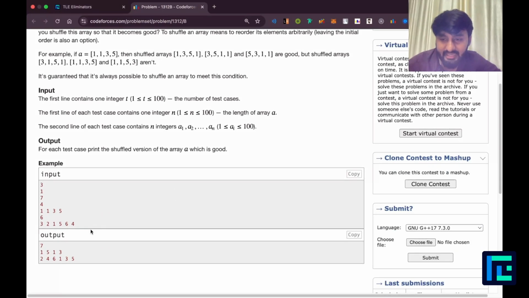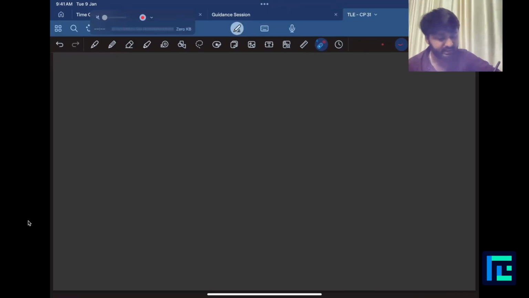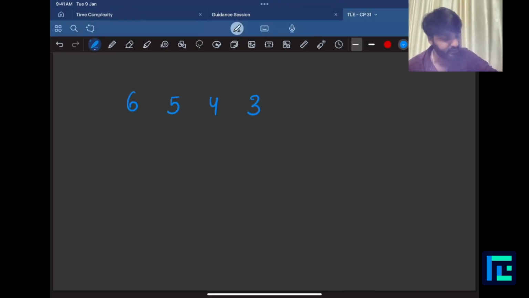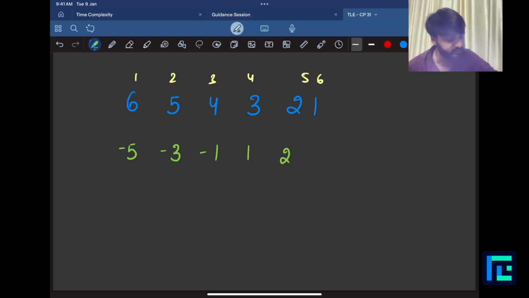For example, I take this last test case only. Okay, let's just do something like this. Reverse sorted: 6, 5, 4, 3, 2, and 1. Let's note the indexes. Indexes are going to look like 1, 2, 3, 4, 5, and 6. Now, what are the differences? 1 minus 6, negative 5, negative 3, negative 1. Then you have 1, 3, and 5. Can you see? Do any differences match? No.